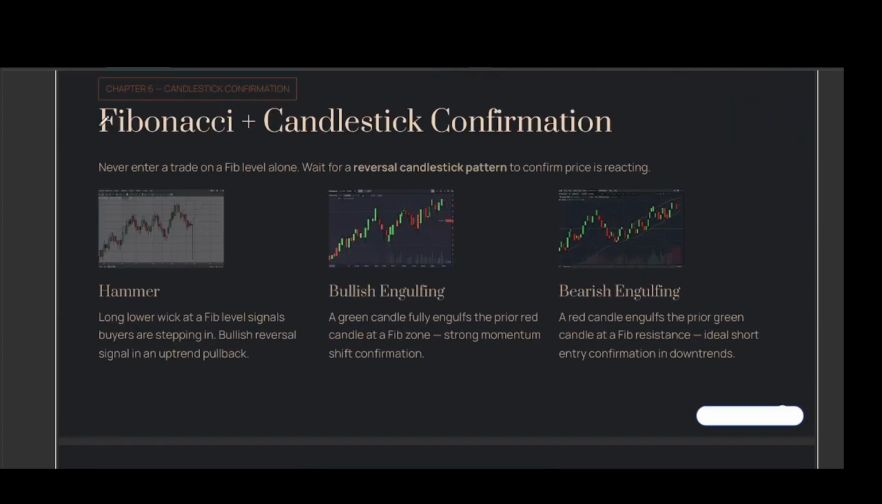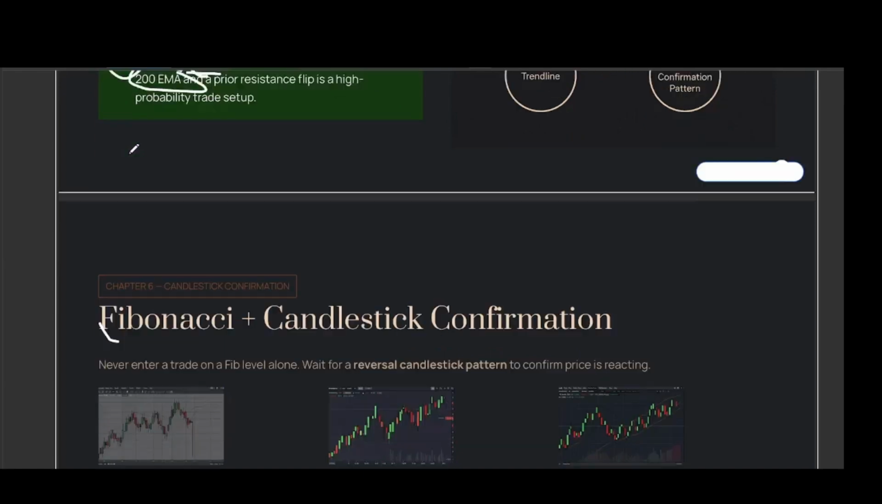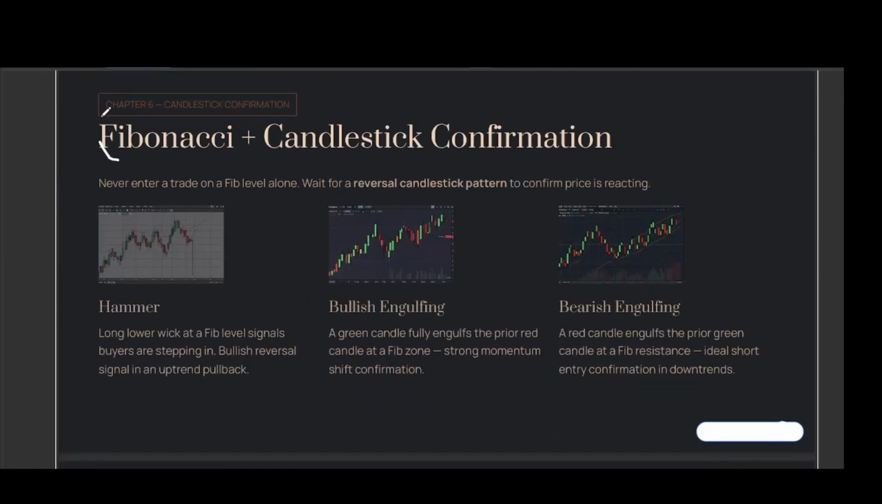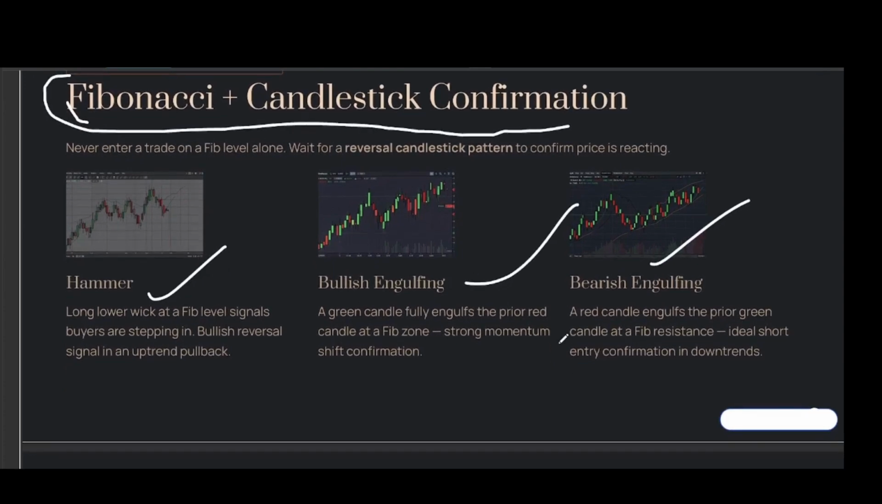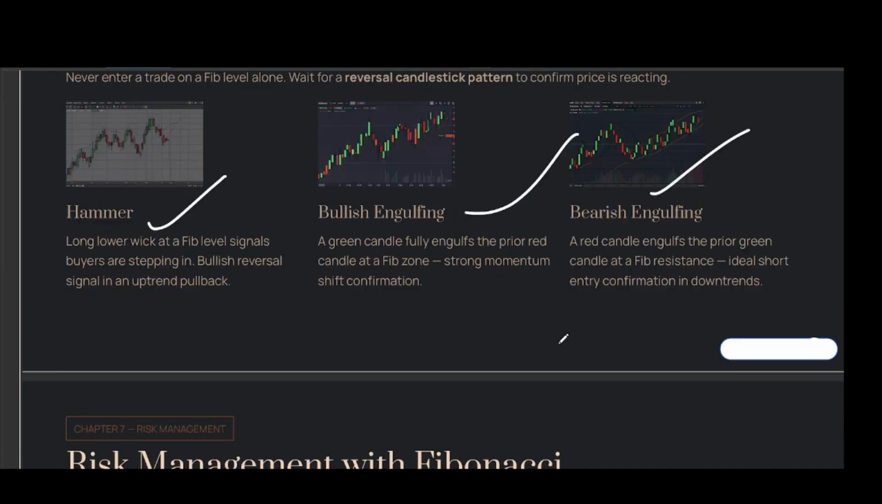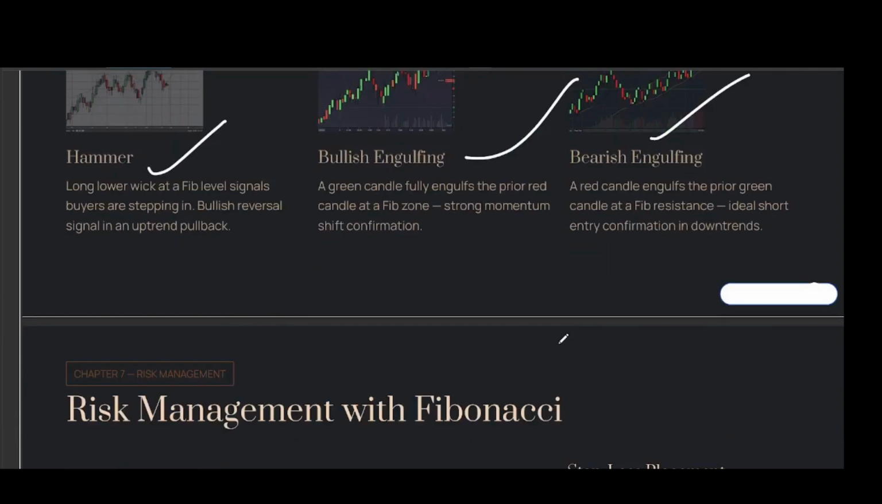Now there's one more setup for you. After these four strategies, if you are not interested in those, then here is another strategy: combine Fibonacci with candlestick confirmation. There are different candlestick confirmations: hammer, bullish engulfing, bearish engulfing. I have explained all of this in a separate candlestick video. You'll find the link in the description or even on the i button.